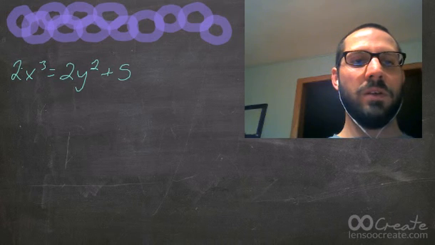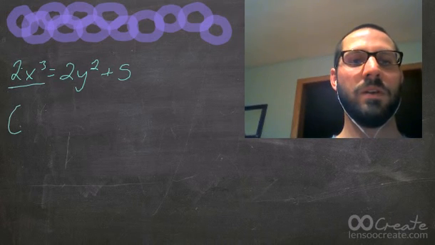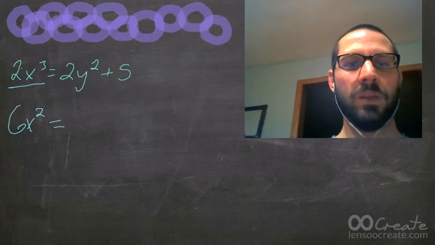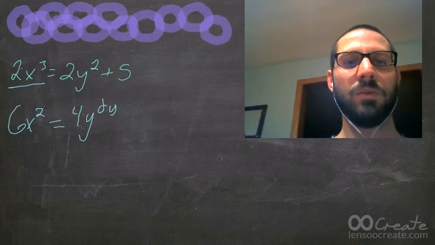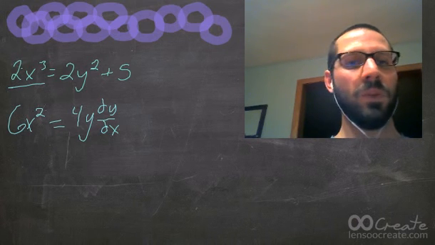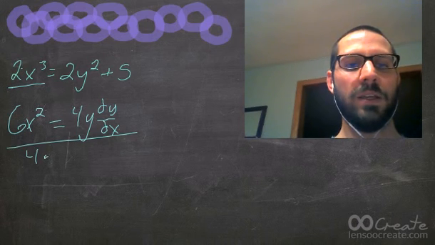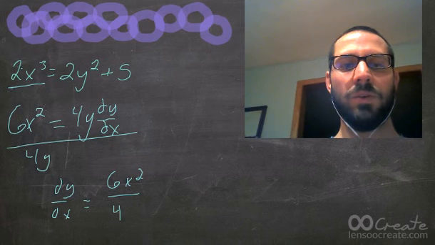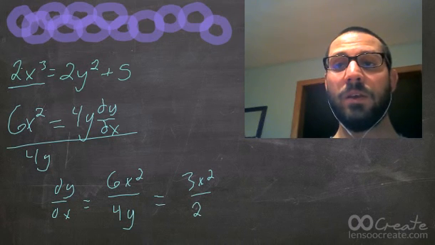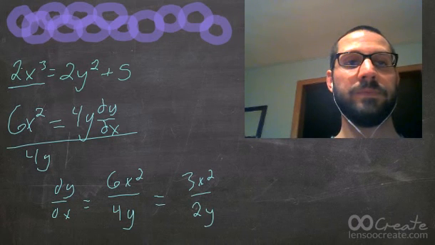Implicit differentiation. The derivative of 2x cubed is 6x squared. The derivative of 2y squared is 4y times dy/dx from the chain rule, plus the zero derivative of 5. So no factoring or anything needed in this one. We can just divide by the 4y, and we'll get dy/dx equals 6x squared over 4y, which equals 3x squared over 2y. Good to go.